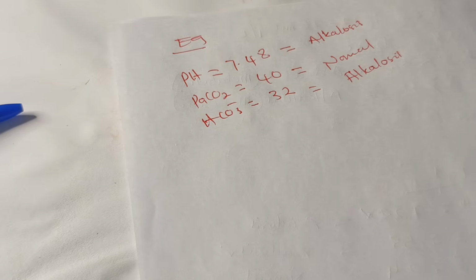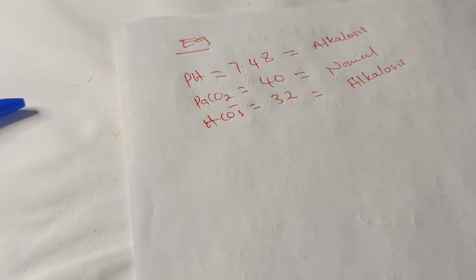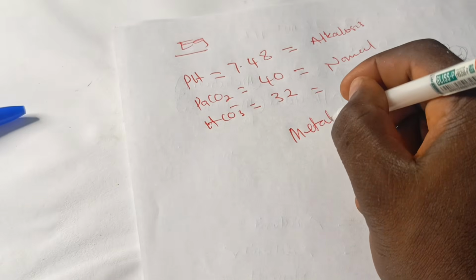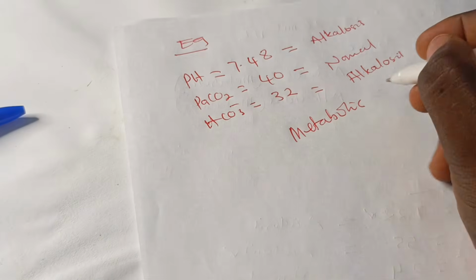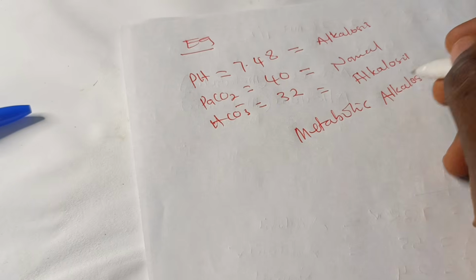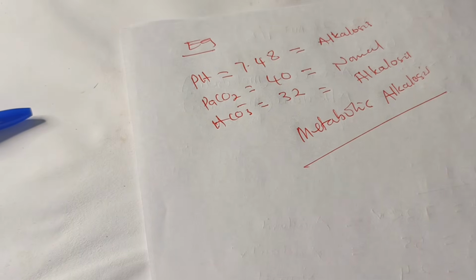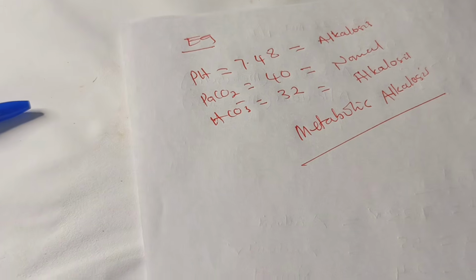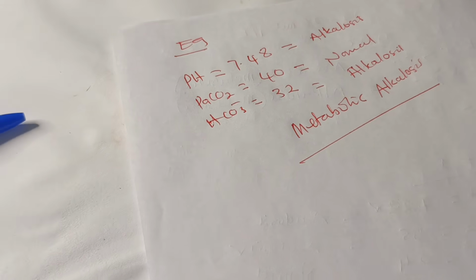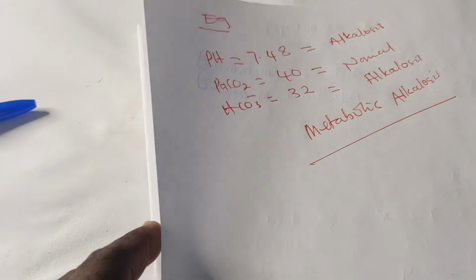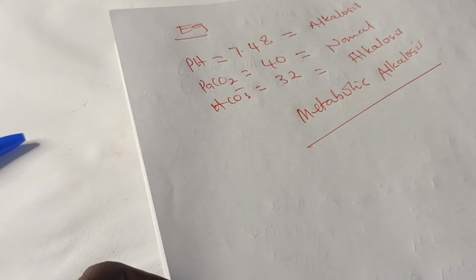So what is your diagnosis? What is your diagnosis? Metabolic alkalosis. Correct. You've done well. Great. You have really done well up to this point. And that is very, very great.